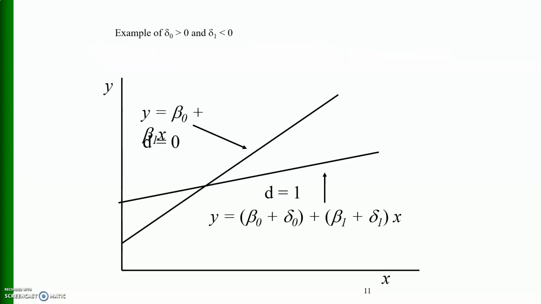And in this diagram you see, if d is equal to 0, we have this case, and if d is equal to 1, then we have this regression. So here the intercept is changed and the slope is also changed.